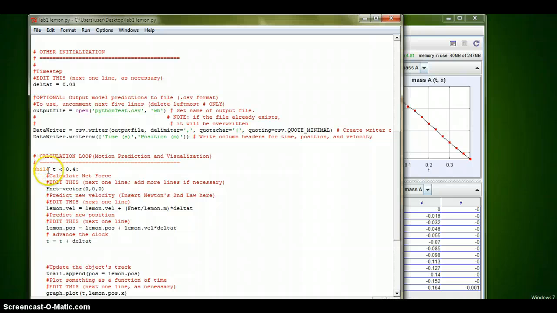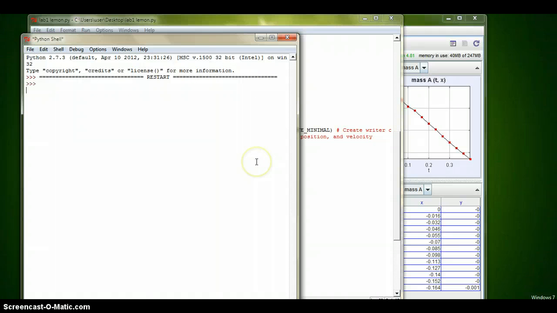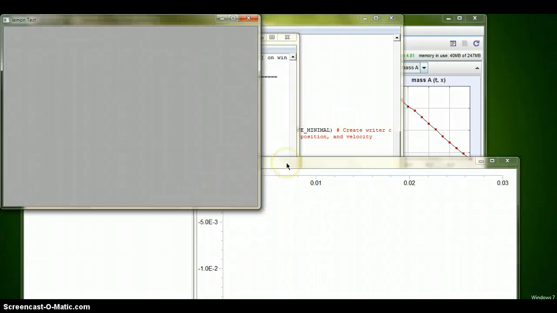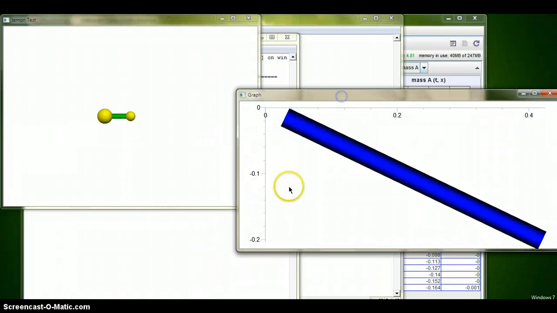I have used a while loop, t less than 0.4. The fnet here will be a vector equal to 0 because of Newton's second law. This part of course will be equal to 0, so we have to put here fnet equal to 0, since delta t is not equal to 0. If we run this model, we will see the graph that's created here.